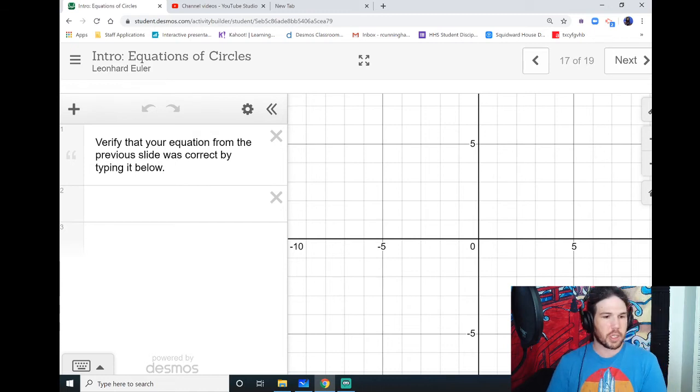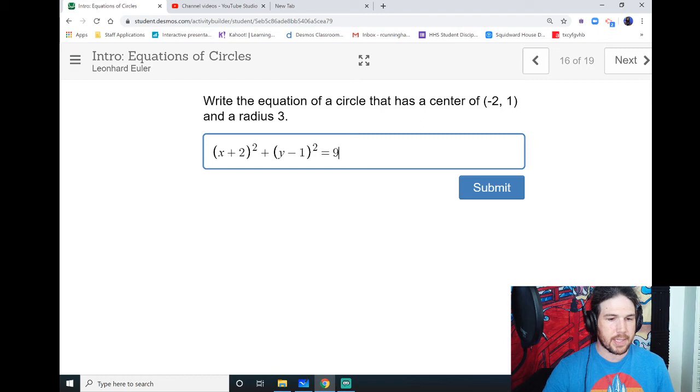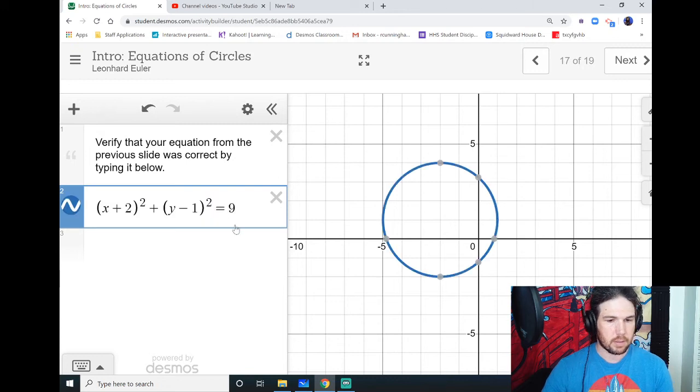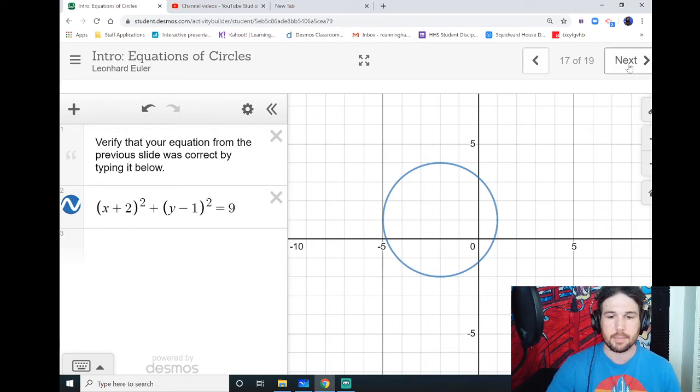Verify that your equation was correct by typing it below. Once again, I'm going to take the lazy way out, and I'm going to copy and paste. Now, it was supposed to have a center at -2, 1, right? So here's -2, 1. That's definitely the center of the circle. And it was supposed to have a radius of 3. 1, 2, 3. I see 3. So it looks to me like we got this.